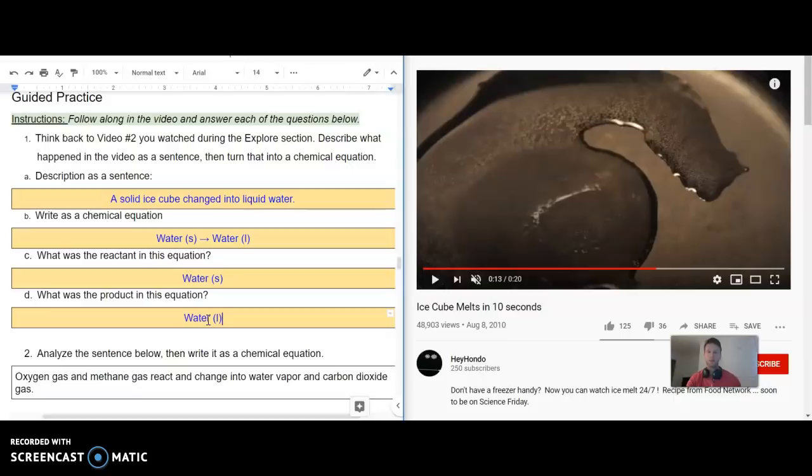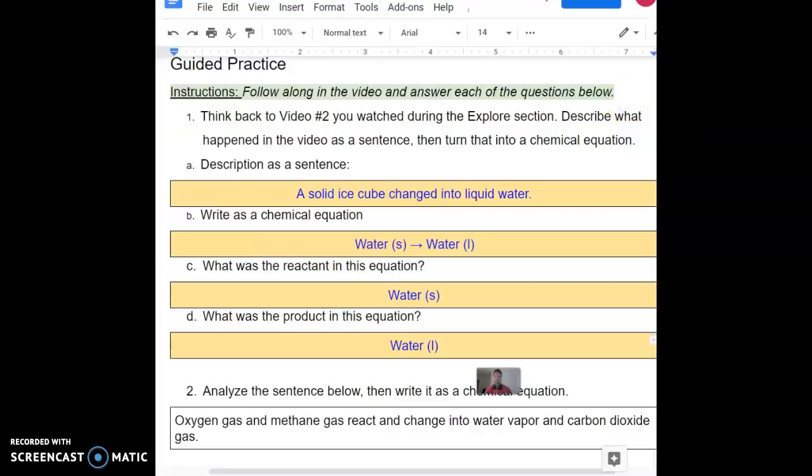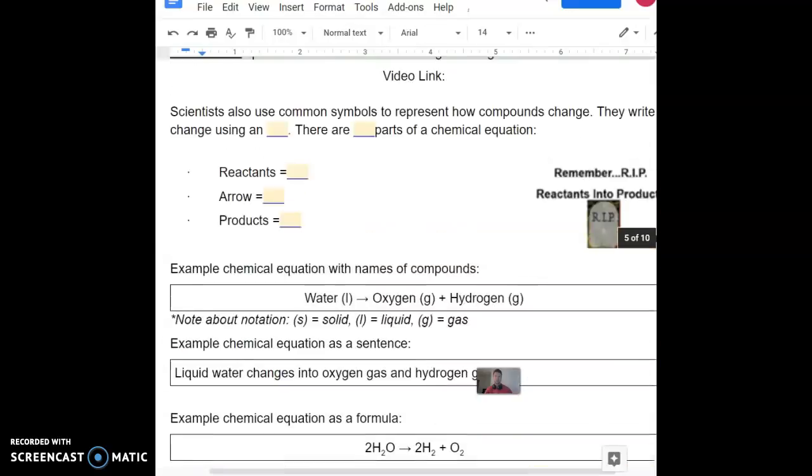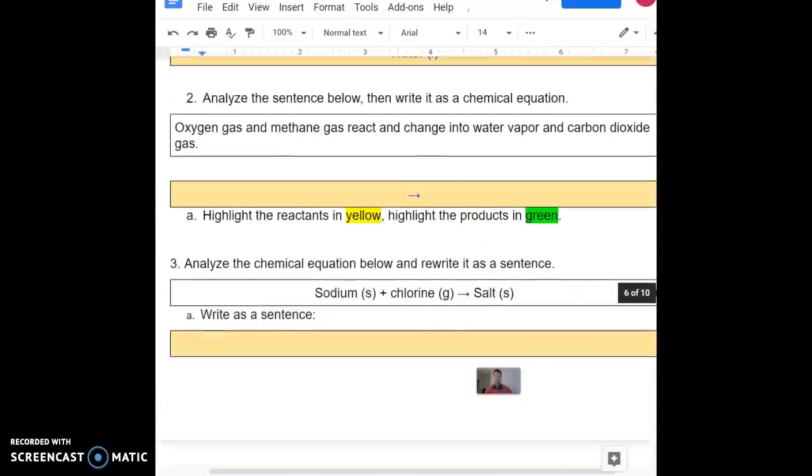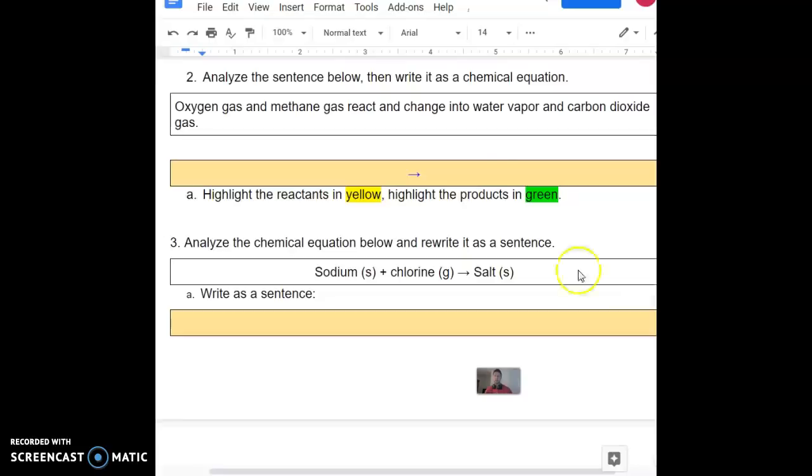Okay, that was a pretty straightforward example. Let's get a little bit more complicated as we move into our next example. Our next example asks us to analyze the sentence below and then write it out as a chemical equation. Oxygen gas and methane gas react and change into water vapor and carbon dioxide gas.